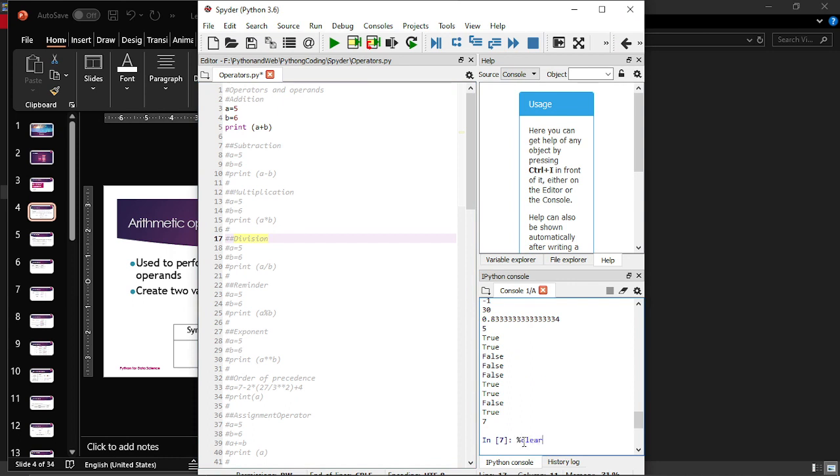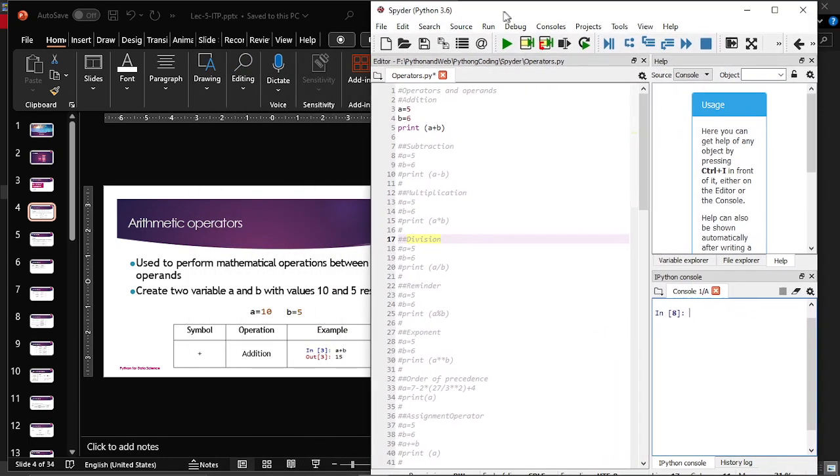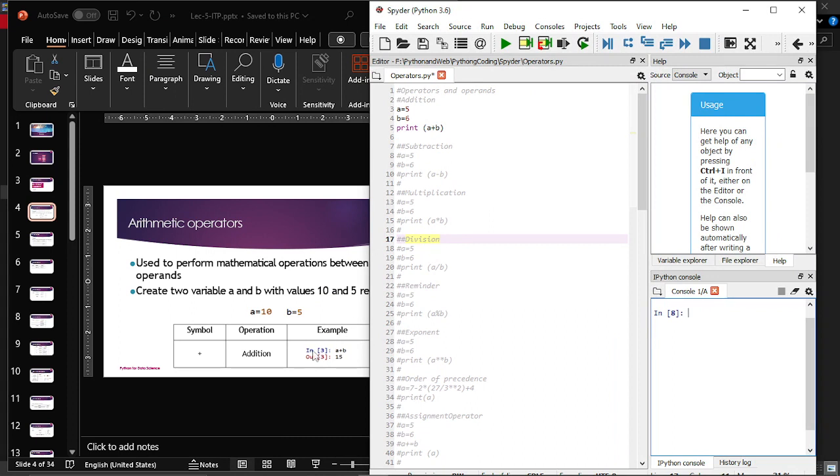Now I have cleared it. The first example I am going to take to show how addition is carried out: the symbol is plus, please remember this. Here I've given a is equal to 5 and b is equal to 6, and then a print function to print a plus b. Let us run this and see the output. I've got an output of 11. So 6 plus 5 is 11. That is how addition works, and the symbol is plus.